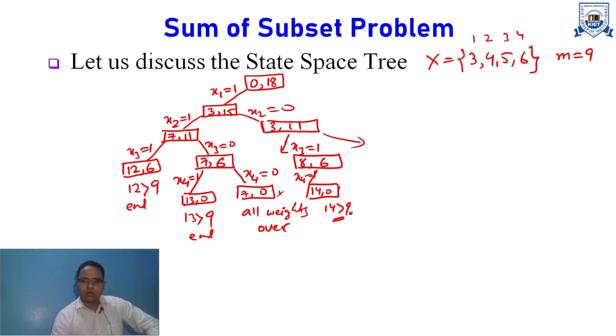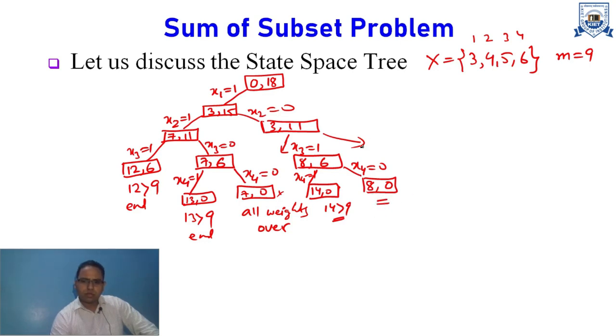Okay, so it can't be greater than 9. We have to find the subset such that its sum should be 9. So that means again let's check if you don't include the fourth weight. Let's see what happens. So it will become 8 only, but it will become 0 here. Since 8 is less than 9, but we have not reached 9, and all elements are over, again we got the bounding condition.